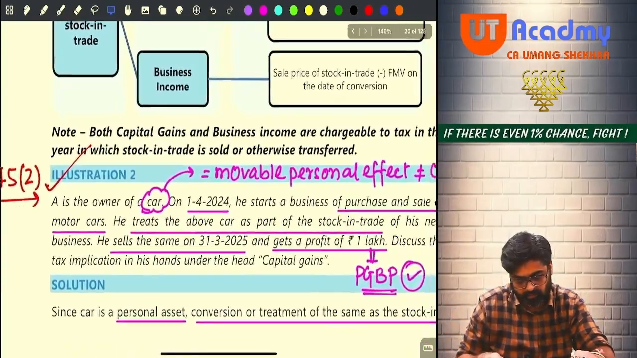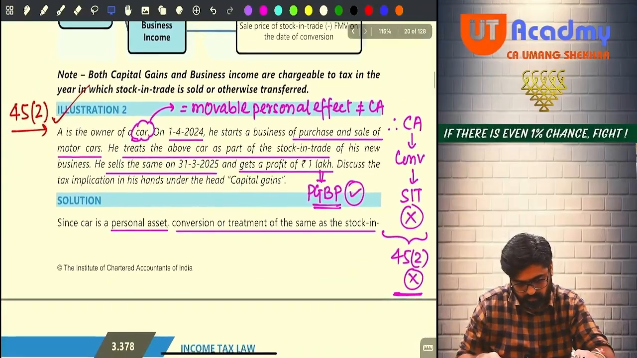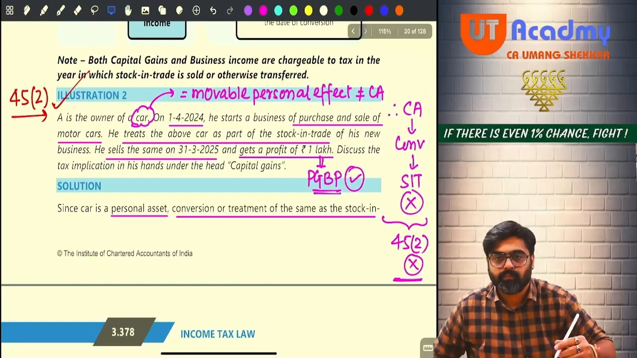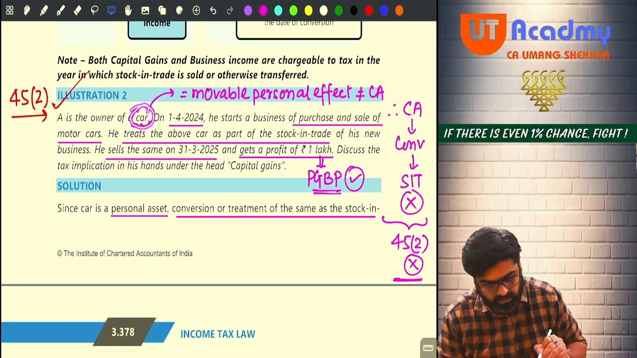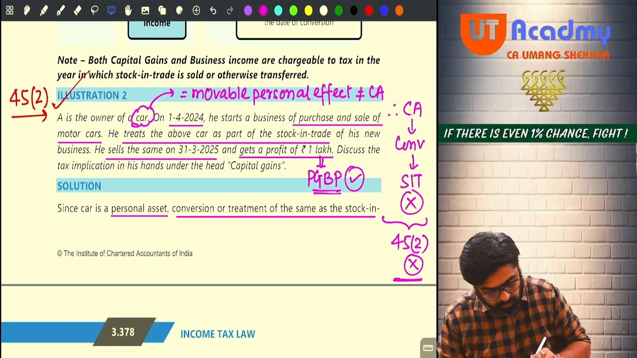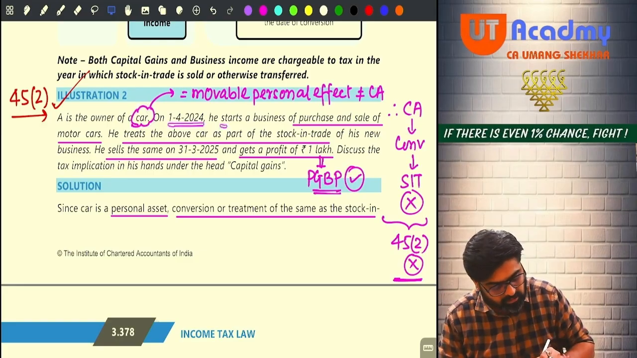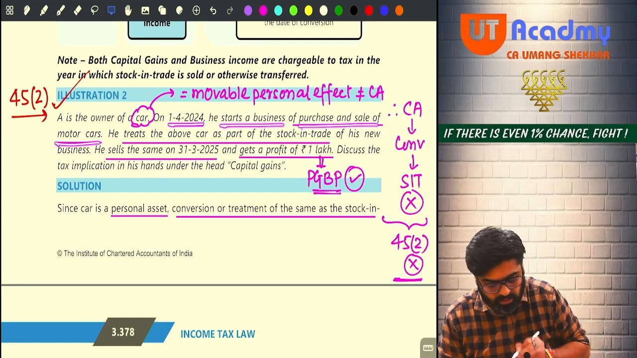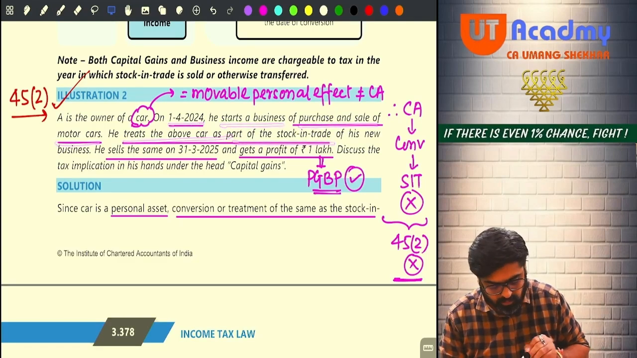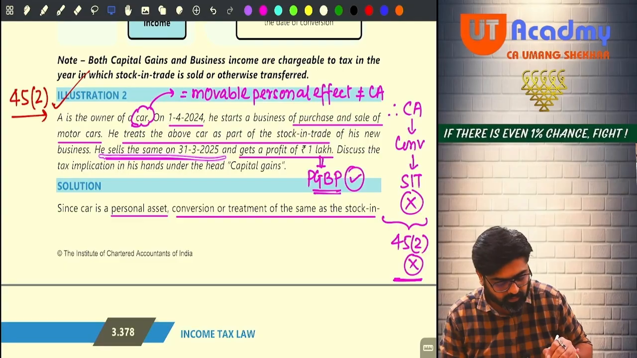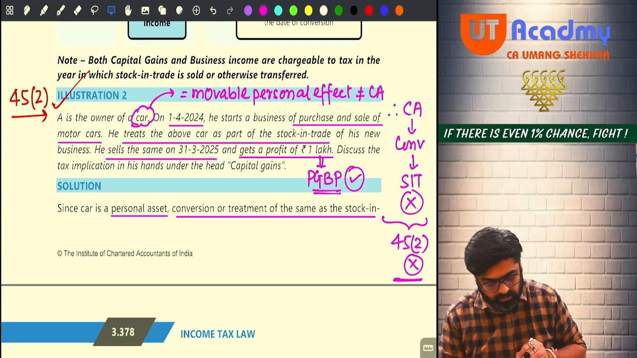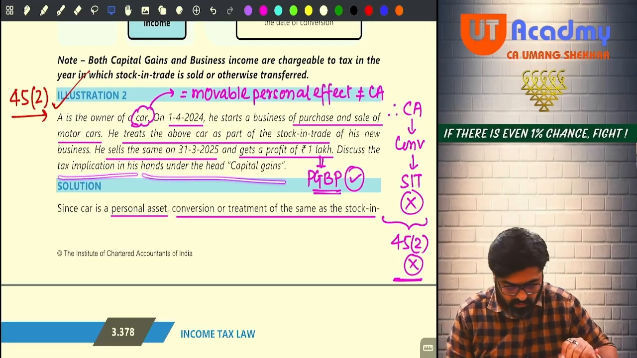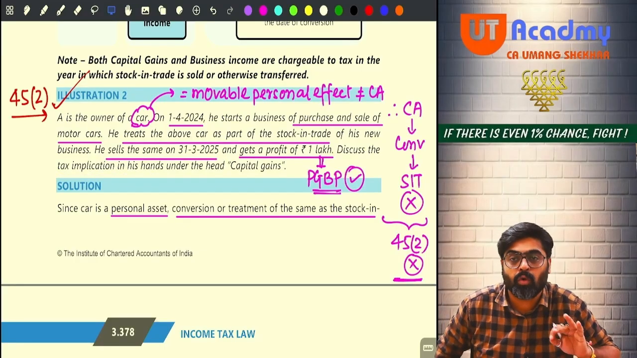This one. Illustration number 2. A is the owner of a car. On 1st of April 2024, he starts a business of purchase and sale of motor cars. He treats the above car as part of his stock in trade of his new business. He sells the same on 31st March 2025 and gets a profit of 1 lakh. Discuss the tax implication in his hands under the head capital gains.